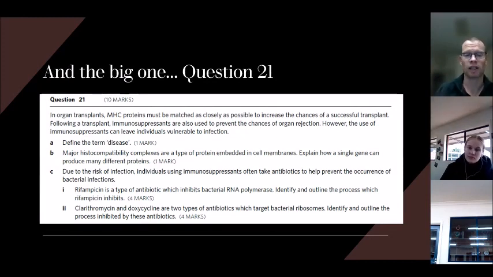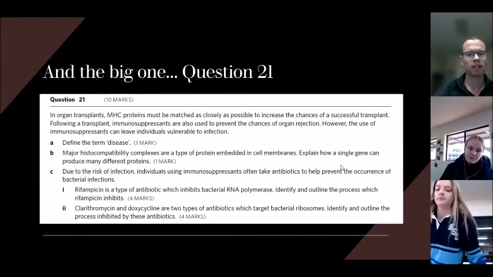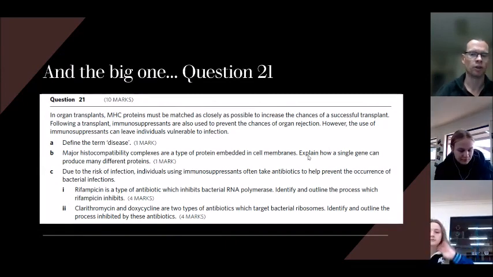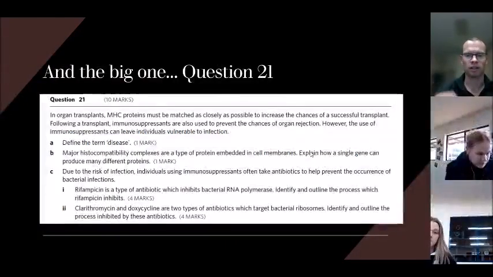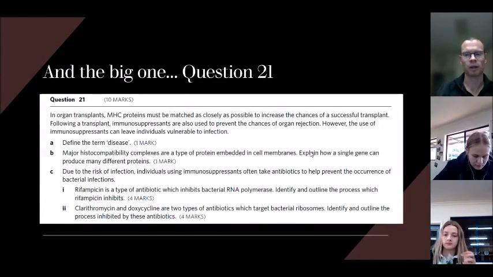I haven't actually looked at what they've said in the back of the textbook, but to me, you need to say a few things. Explaining means naming the process, then all you need to do is name it. But when they say explain, you actually need to... saying alternative splicing doesn't explain it.